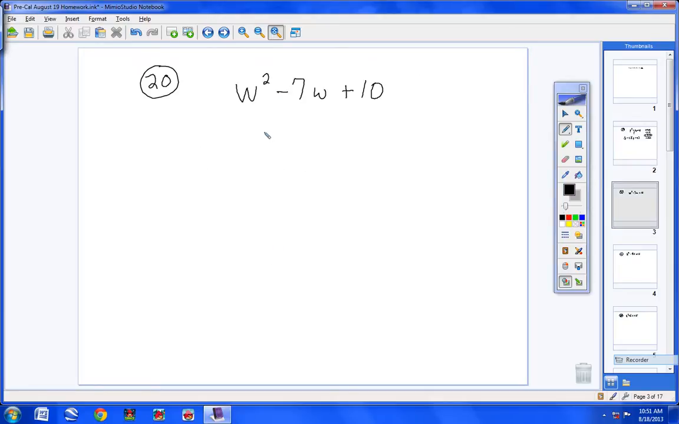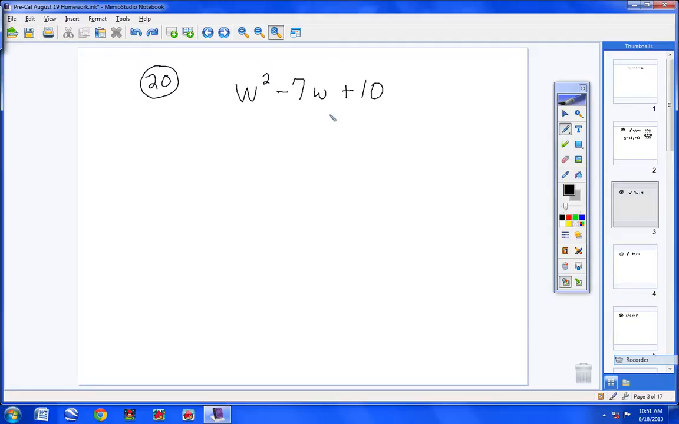Number 20. All right. Always pull out what's common. That's step 1. Well, there's a 1, a 7, and a 10. No numbers I can pull out there. And do all of my terms have a W? No. So I can't factor out any W. So I'm done with step 1.